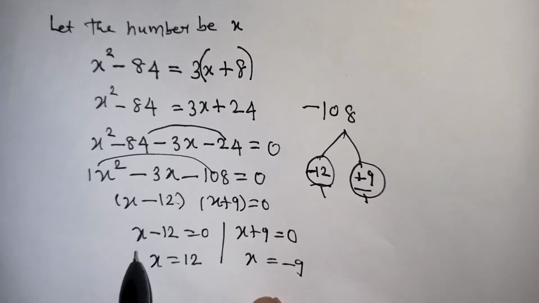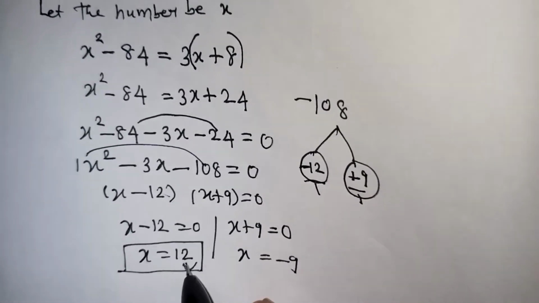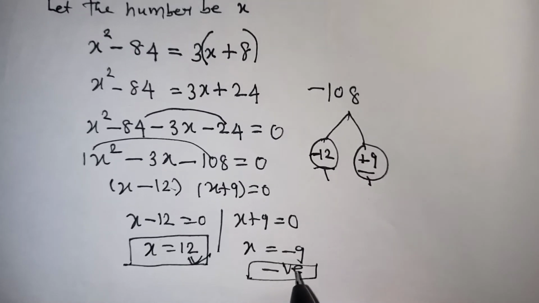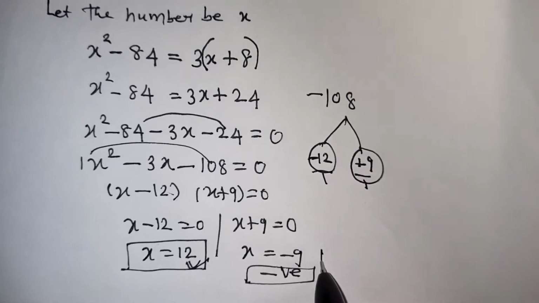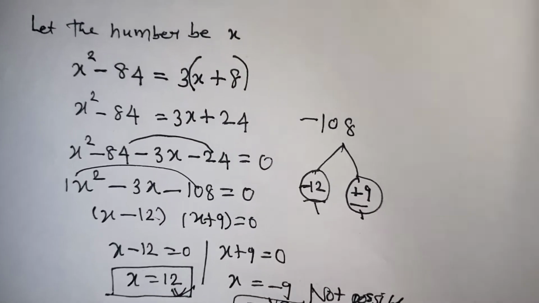They have mentioned in our question very carefully, it's a natural number. So 12 is a natural number, is your correct answer. So this is a negative number, that is not possible because it's not a natural number itself. So here we have to write not possible. So what is your x value? 12 is your correct answer.